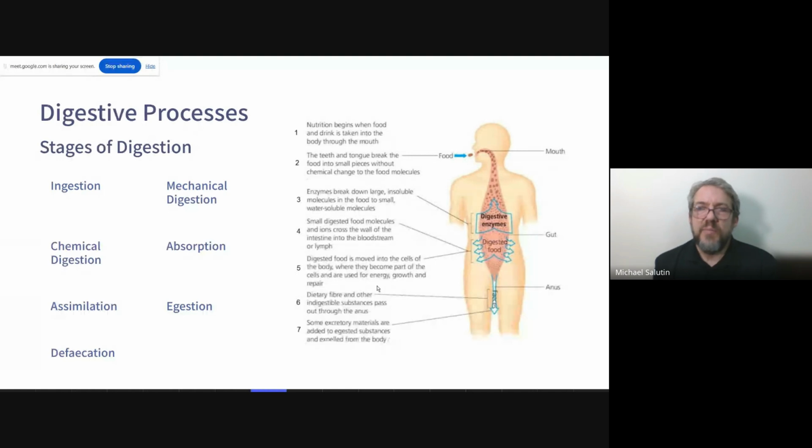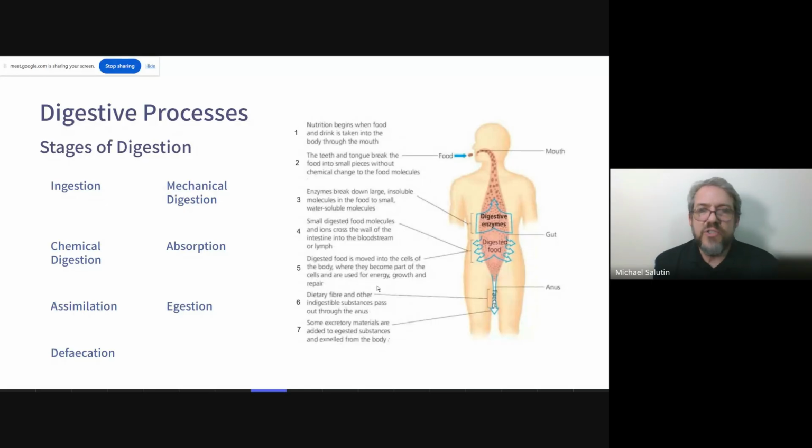And humans are an example of that. Horses, which have something called the hind gut to digest their food, are another example of that. We will come back to this later when we talk about animal digestion. So these are the stages of digestion, and we'll go through them from 1 to 7.